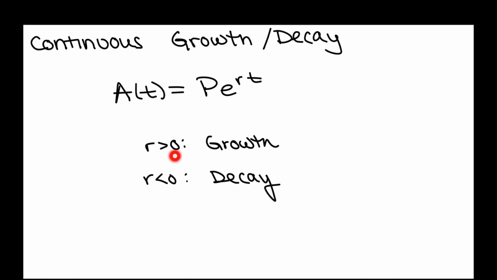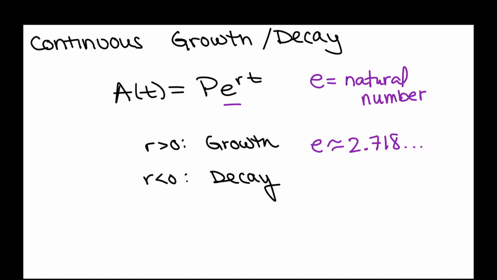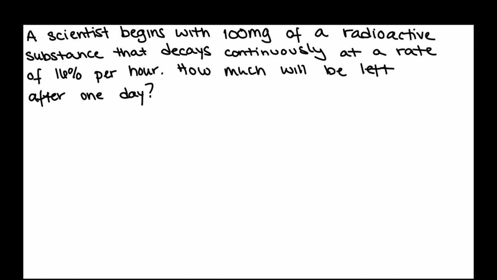If the R is bigger than 0, we're talking about exponential growth. And if the R is negative, then we'll be talking about exponential decay. This E right here is a number. It's an irrational number, just like pi. A lot of calculators have an E button on them. E is referred to as the natural number, and it's approximately 2.7, but it has a decimal that continues forever and can't be written as a fraction. It's an irrational number.